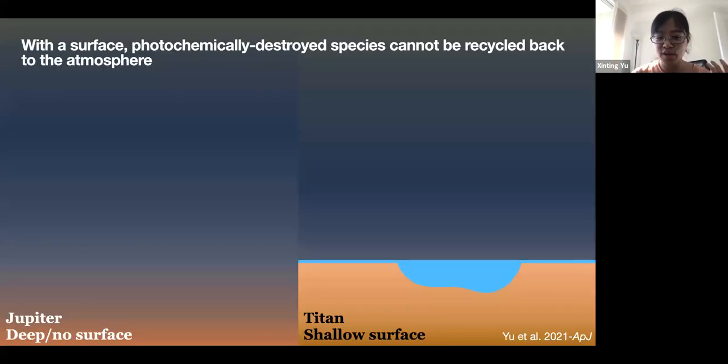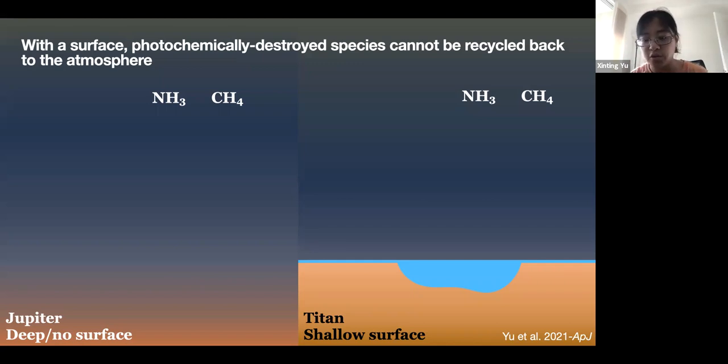And we just have this idea. The idea originated from two planetary bodies in the solar system, Jupiter and Titan, and two trace species in the atmosphere, ammonia and methane. We know that Jupiter has no surface or a very deep surface, and Titan has a shallow surface of 1 bar and 94 Kelvin. Okay, so now we look at the fate of these two species.